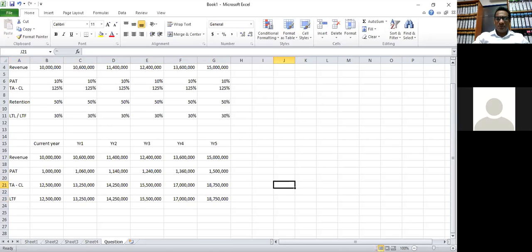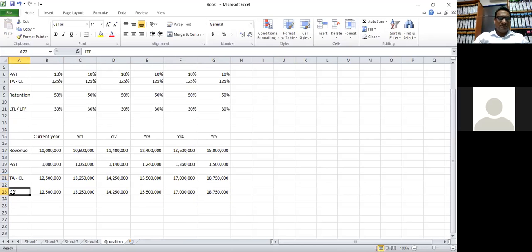Right. Now this is the maximum long-term, okay, this is the target long-term funds, equity plus long-term liabilities. We can say long-term funds. This is the target.